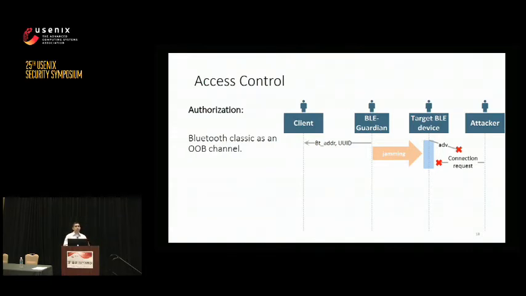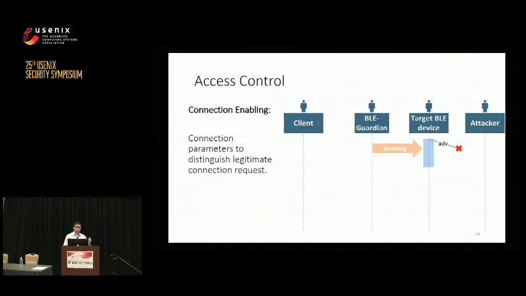And so BLE-Guardian runs as a service on this Bluetooth Classic with a known UUID and Bluetooth address. And these are made public. So when a client that wishes to authorize herself attempts connection to the BLE-Guardian service, it will prompt a pairing request. And the user has a choice either to approve or deny this request. And if the user approves such a request, then the client will be authorized by the user to access her BLE devices. Now, how actually this access takes place is the job of the connection enabling submodule.